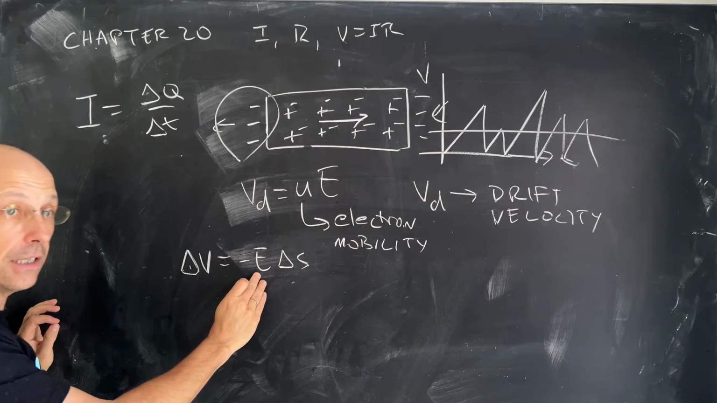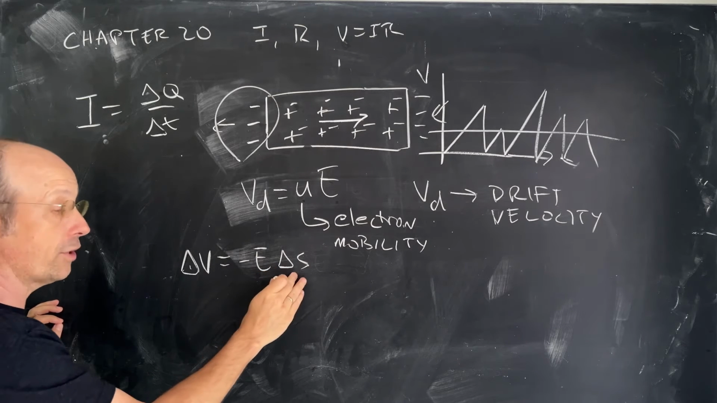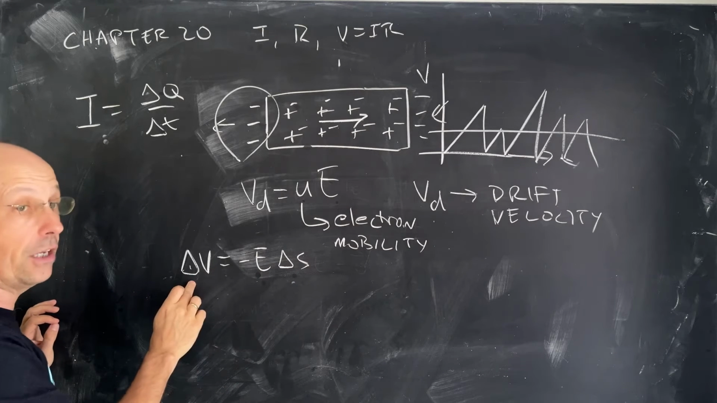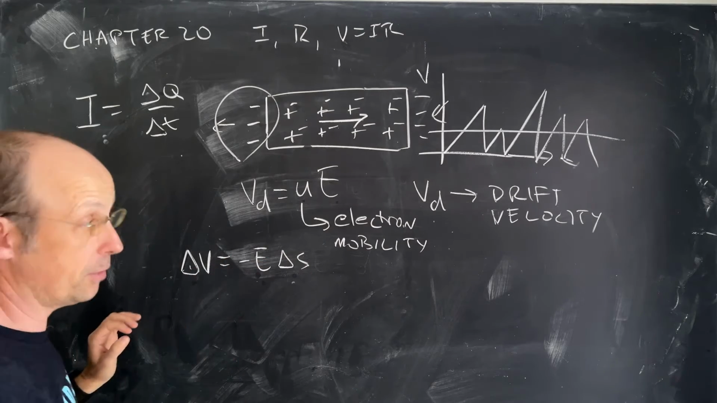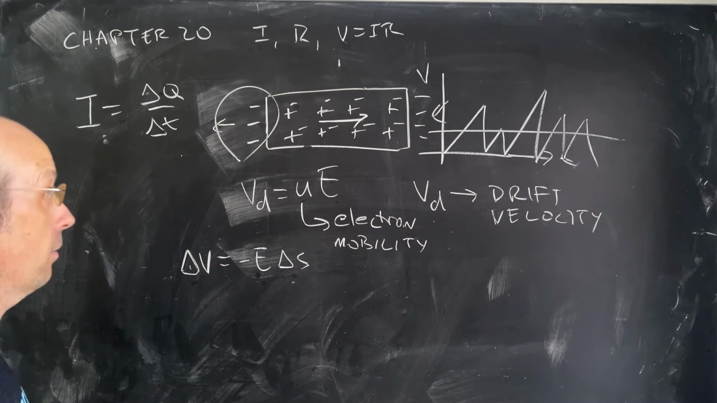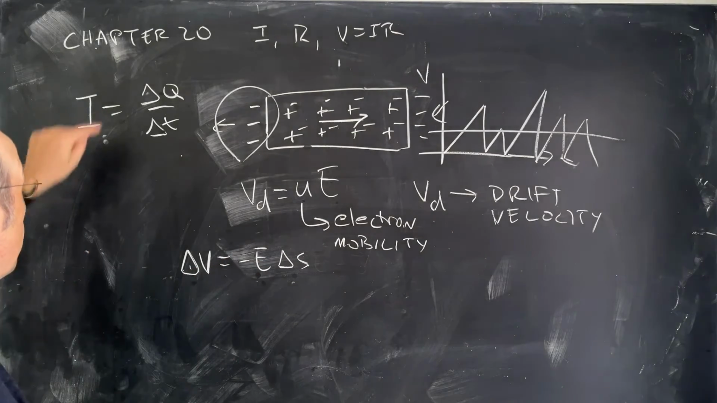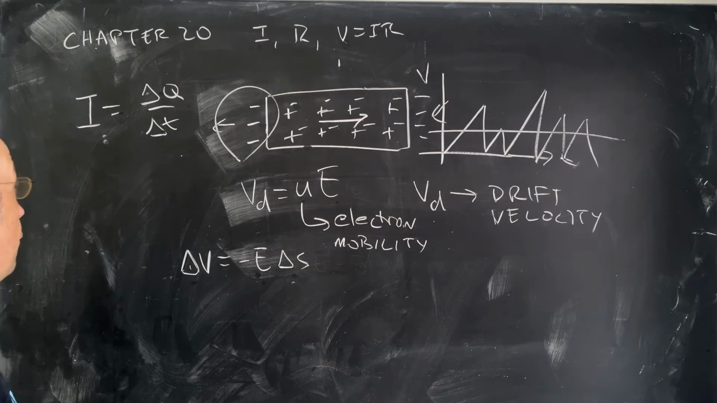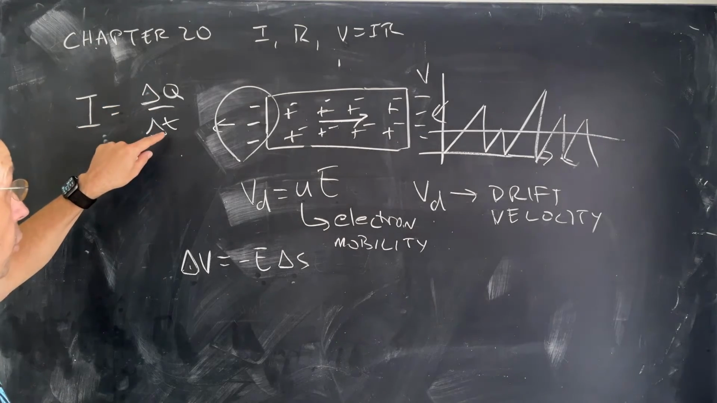If I have a constant electric field over some distance, then I get a change in potential. So there is a relationship between those two things. We're going to come back to that later. So that's my definition of electric current, the change in charge per unit time.